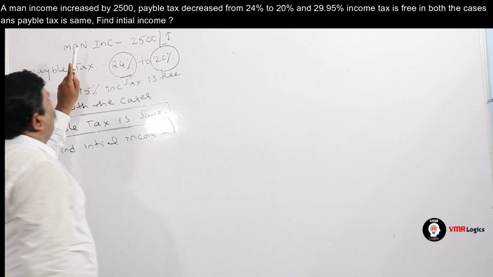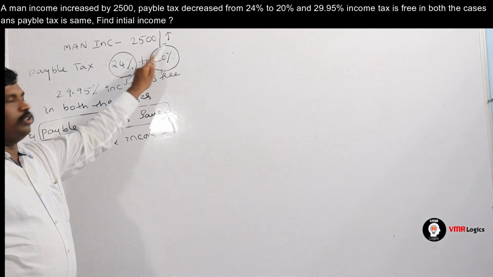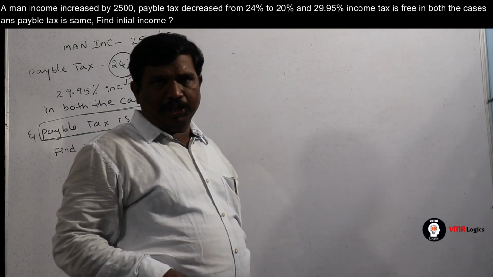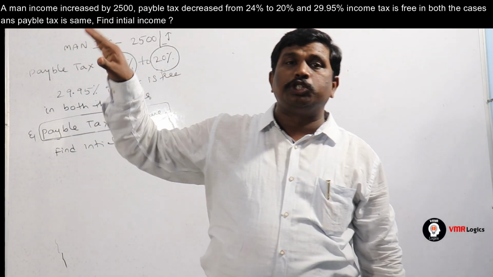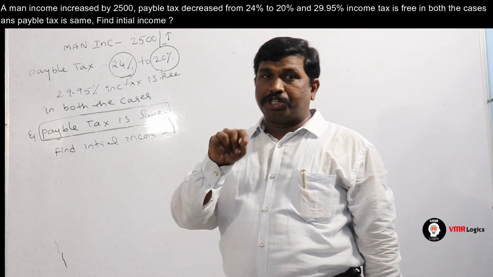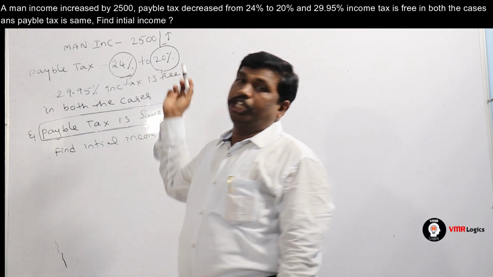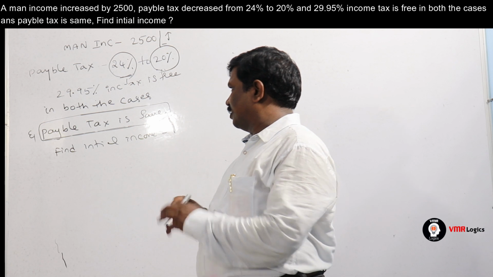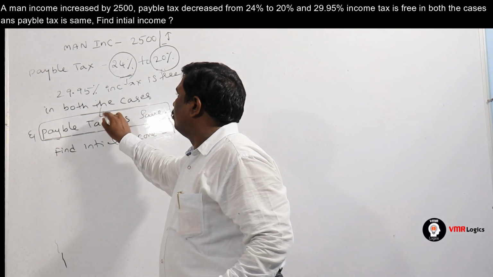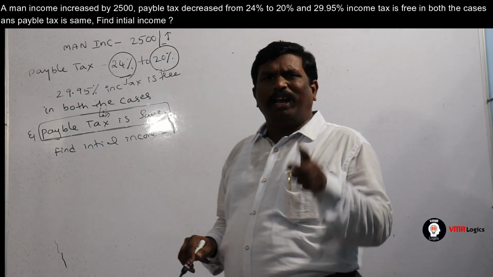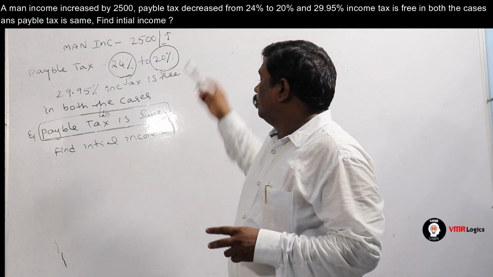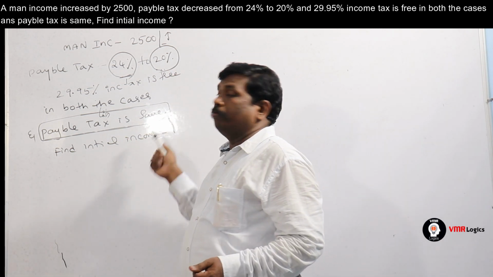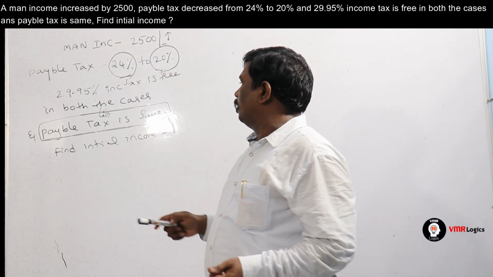In the question, if you look, the man's income increased by 2,500 rupees. Initially the government is charging 24% income tax. Now the income tax rate of the government decreased from 24% to 20%. The first question that arises: generally payable tax is decreased from 24% to 20%, but payable tax is same in both the cases. The tax is called liability here. The liability is same in both the cases. Why is the liability same? When the tax rate decreased from 24% to 20%, the tax liability is same because the man's income is increased. The question: what is initial income?